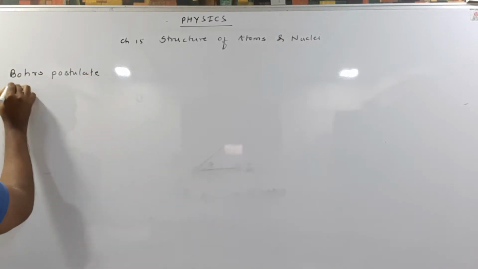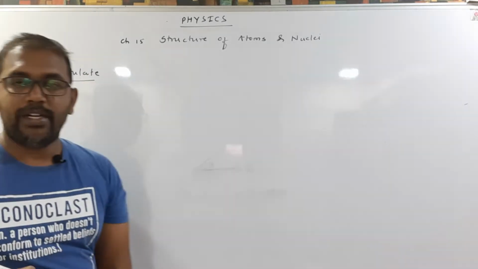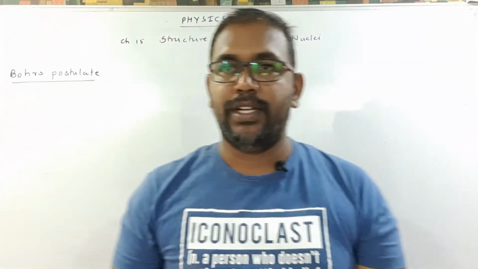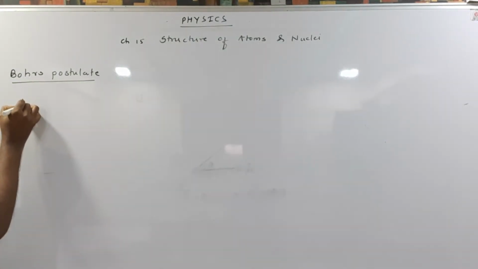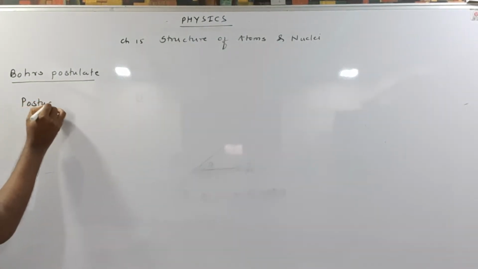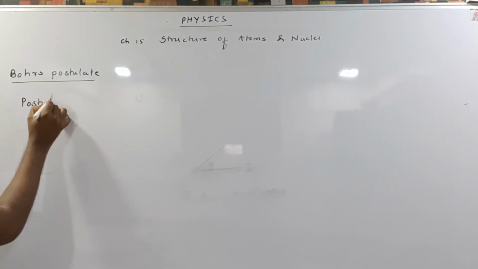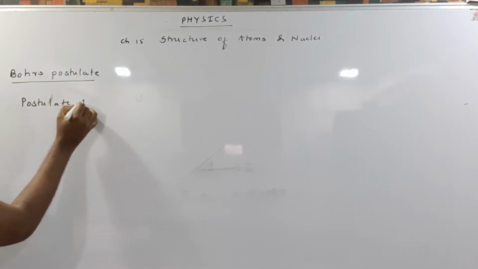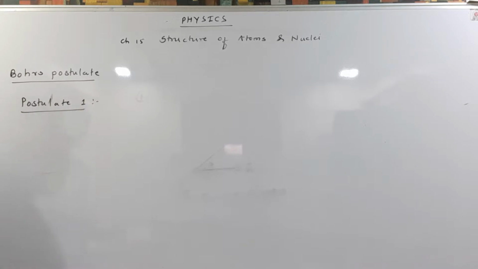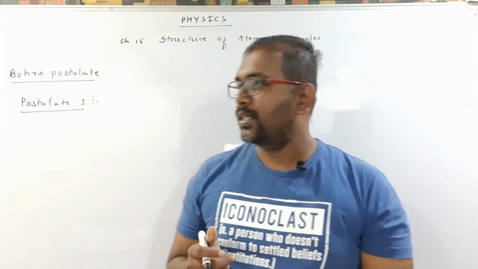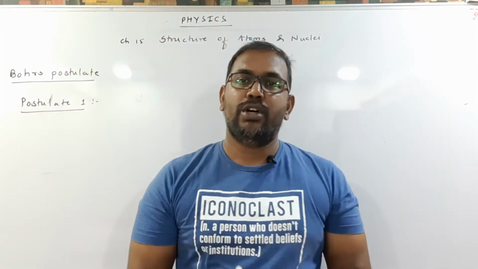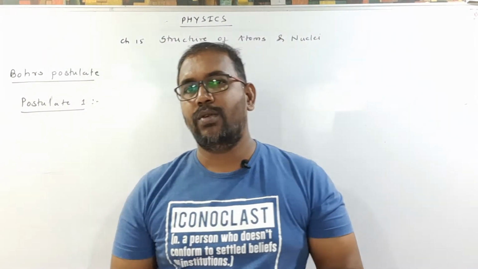Here we have to cover three important Bohr's postulates. The first Bohr's postulate, postulate 1. Now what is postulate 1? Basically this postulate is about the circular motion of an electron around the nucleus.